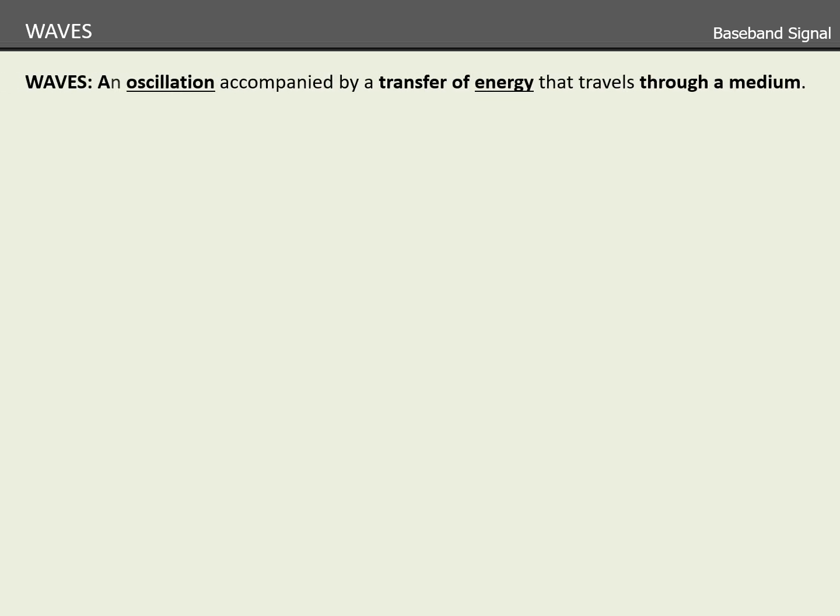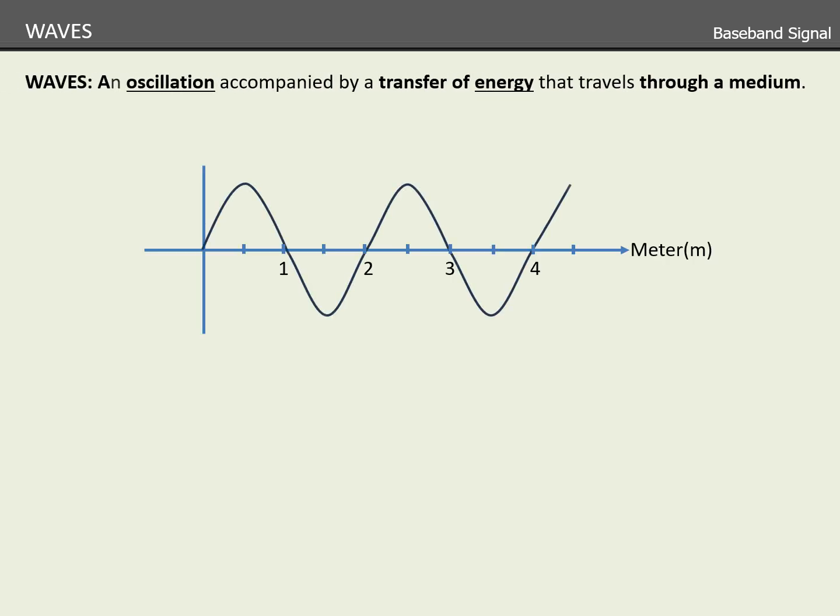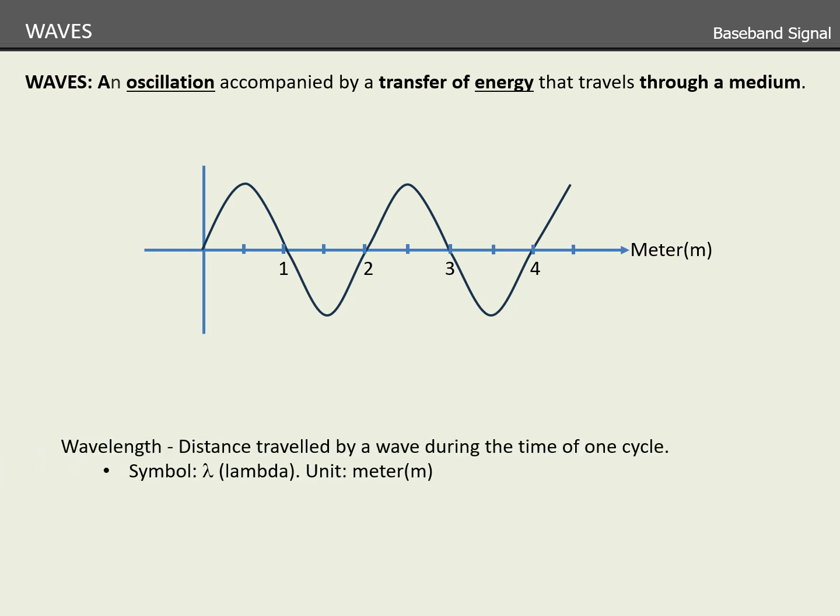Let's go through a few parameters of a wave. What is a wave? It is an oscillation followed by a transfer of energy traveling through a medium. The wavelength of a wave refers to the distance it travels in one cycle. The symbol is lambda, and the unit is meter.